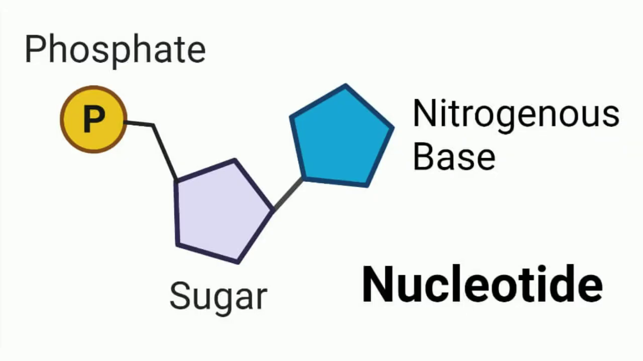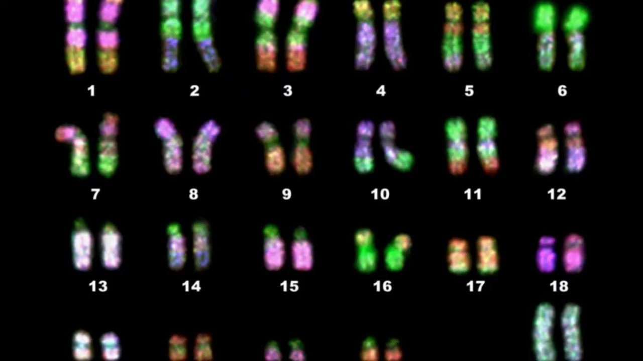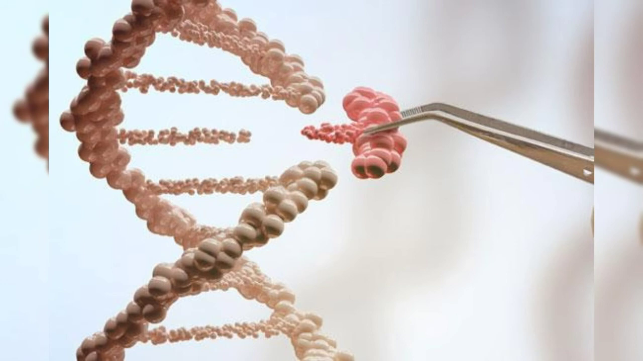Sperm cells. Cells formed in males as a result of meiosis. Nucleotides. Monomers of nucleic acid. Karyotype. The visible representation of a complete set of chromosomes in a cell. Biotechnology. The use of living systems and organisms to develop or make products that help improve our lives.